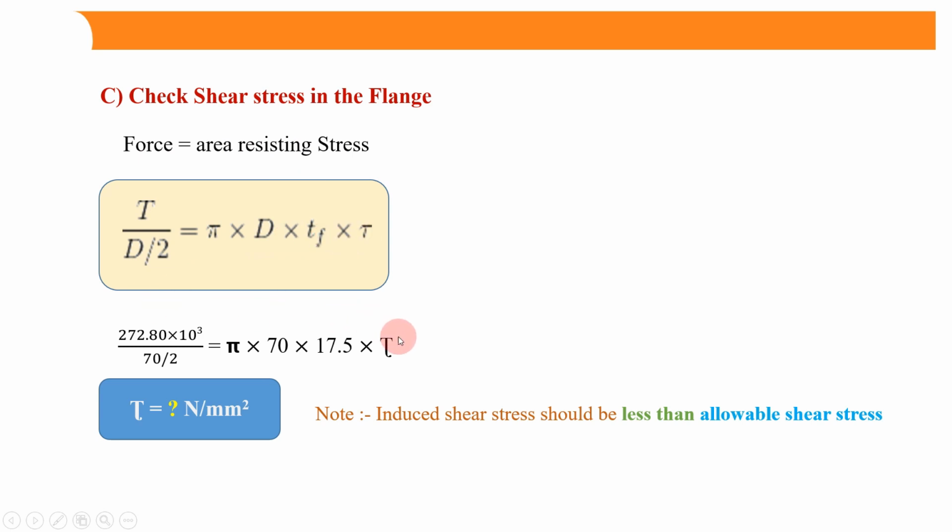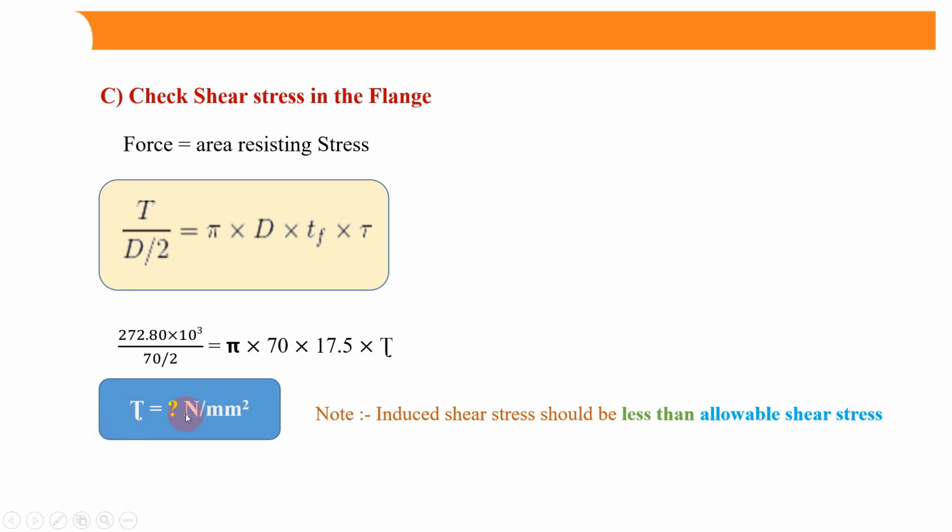So we have put all these values in this numerical formula, and we have calculated tau. Induced shear stress should be less than allowable shear stress, but this induced shear stress value you need to compare with the shear stress for cast iron material. Whatever value is given for shear stress for cast iron, you need to compare with this value.